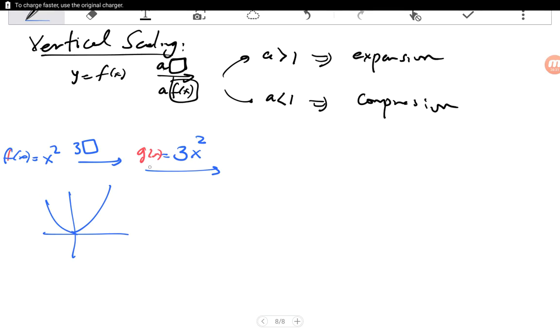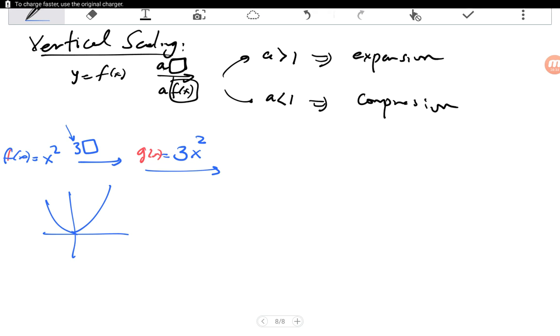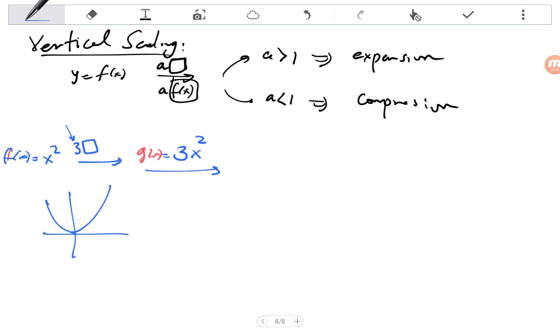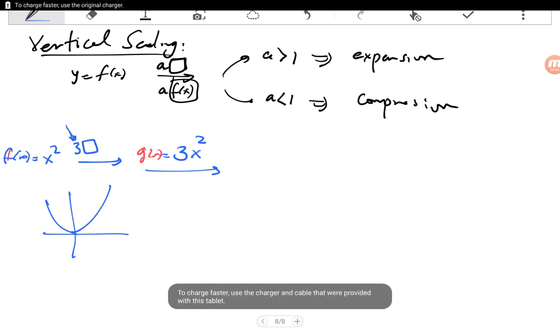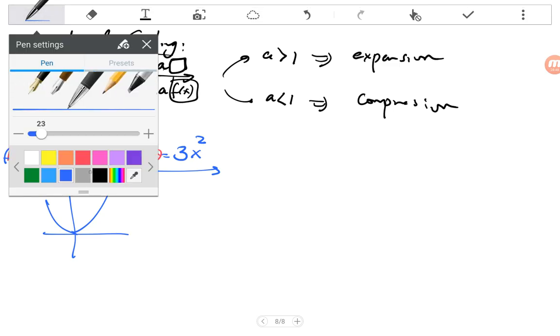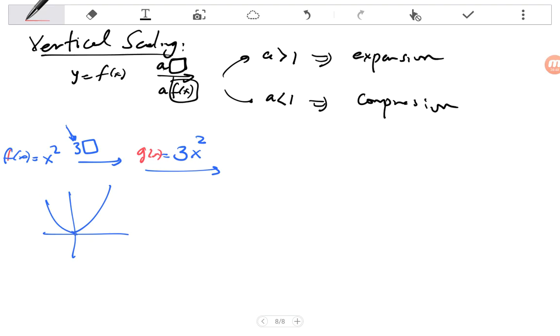Now, for this case, are we making a compression or an expansion? We're making an expansion because 3 is greater than 1. So this is a vertical expansion. Just take a close look here. We just expanded vertically, so that will be something like this.